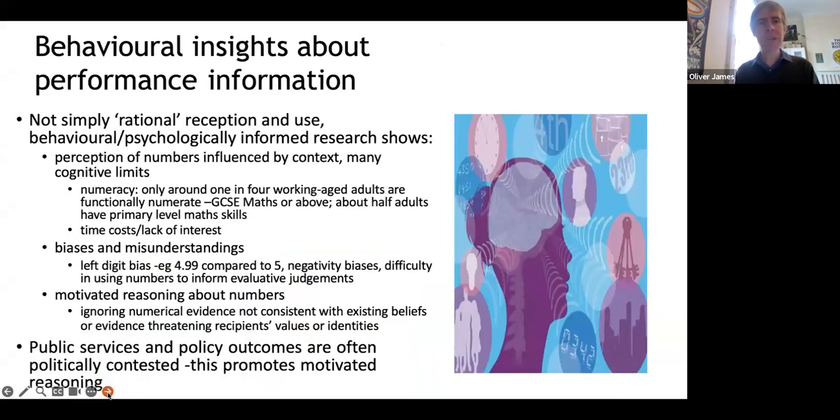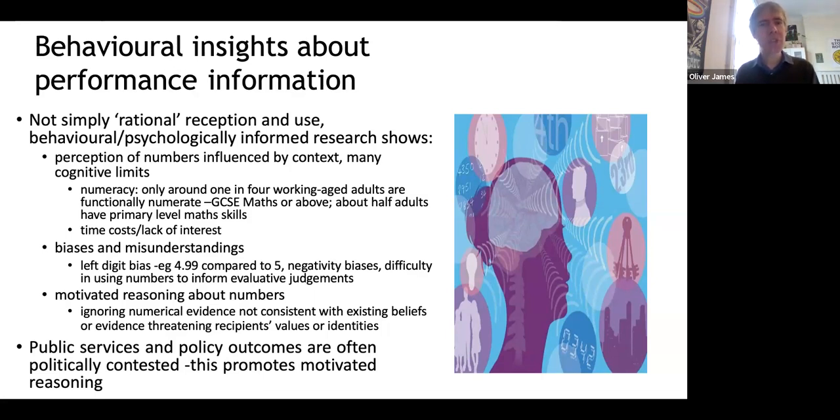So in terms of policymakers, often there's the idea that you put the information out there, people rationally respond to it, they inform and update their beliefs about their perceptions of outcomes and so on. But we know from behavioral and psychologically informed research, there are a number of ways in which information is received and processed that make it much more complicated than that.